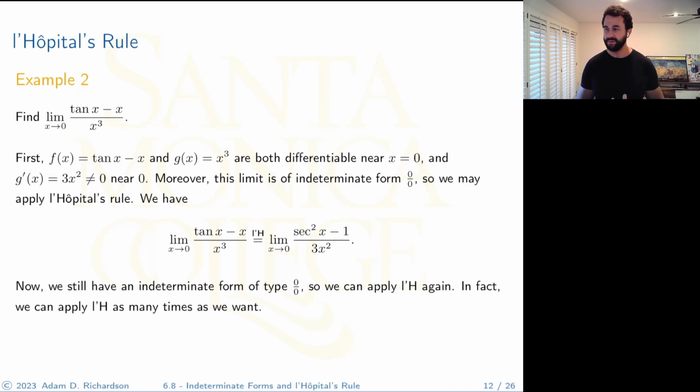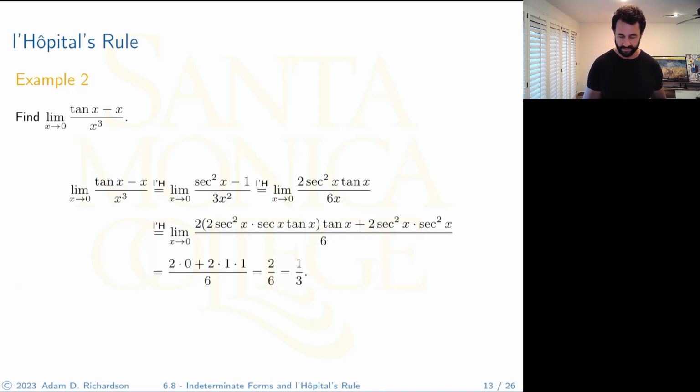Okay, but here's the best part about L'Hopital's rule. You can continue to apply it as long as you're satisfying those three conditions: differentiability near, non-zero near, and a proper indeterminate form. So we're going to apply L'Hopital's rule again to this new limit and continue the calculation. It turns out you can apply L'Hopital's rule as many times as you want, as long as the conditions are satisfied.